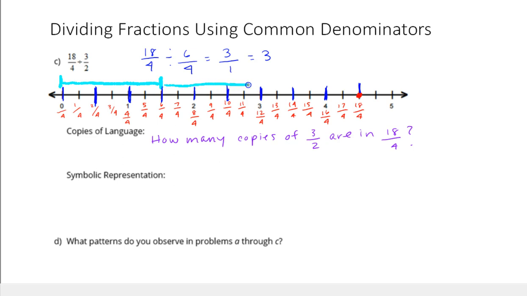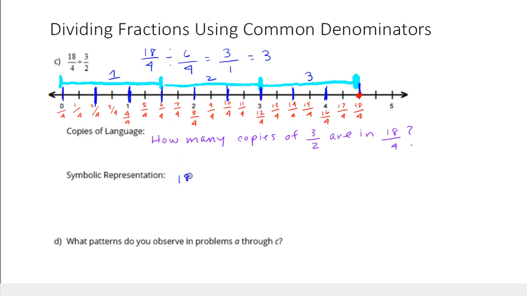Starting here, 1, 2, 3/2. There's our second copy of 3/2. And finally, 1, 2, 3/2. Here's our third copy of 3/2. So labeling these above, we have 1, 2, 3 copies of 3/2 in 18/4.